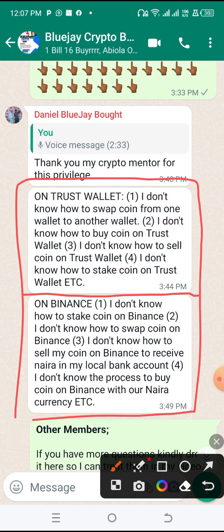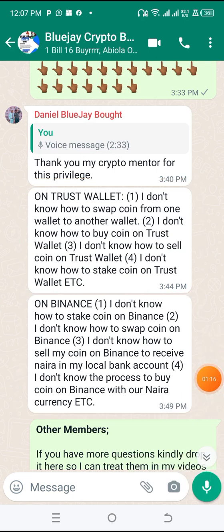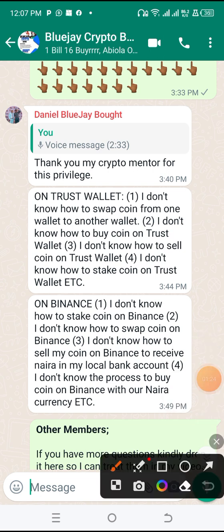Okay, that's not an issue. On Trust Wallet, if I get your question properly, how to swap, I would not recommend swapping on Trust Wallet. Of course, I've tried that a couple of times. Most times the delay is like hours before you get your swap. Sometimes you don't even get your money back. So I won't recommend swapping on Trust Wallet.